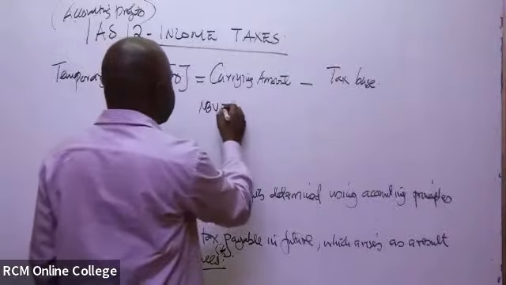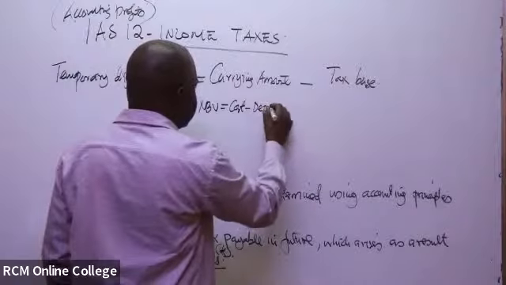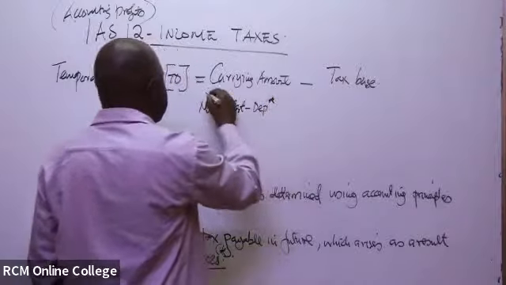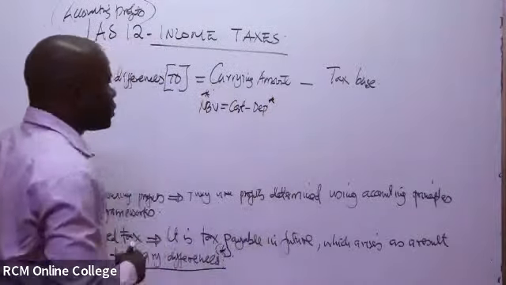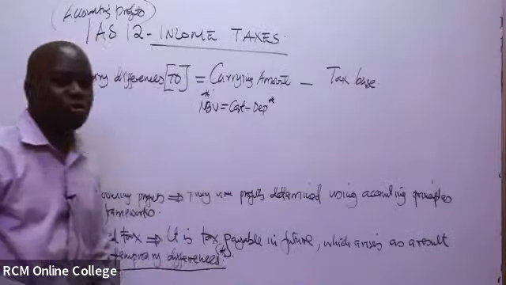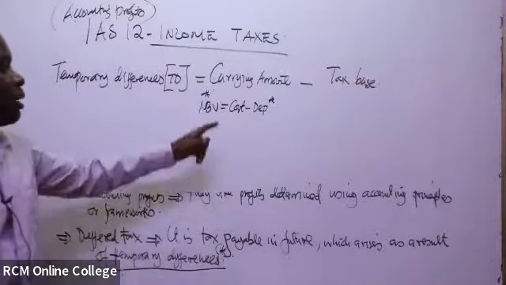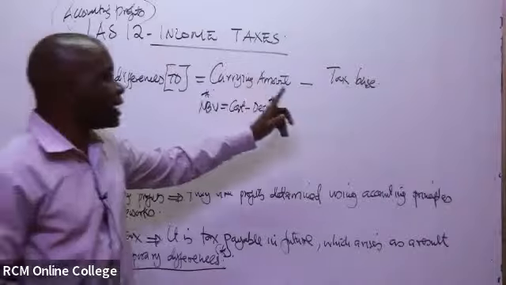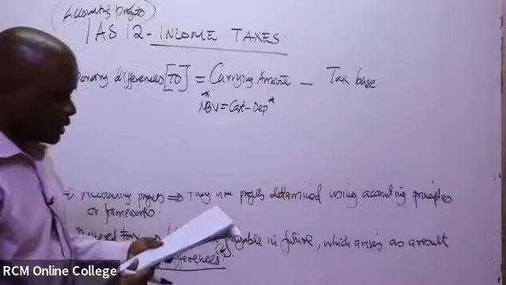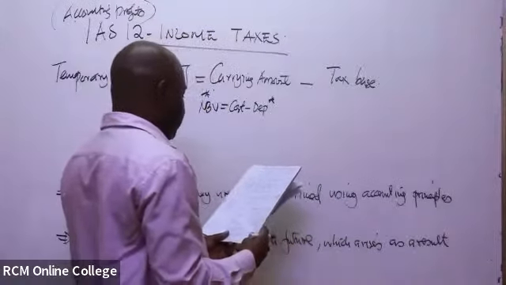So the NBV is just cost minus depreciation. This carrying amount is the one determined by the accountant. So that's how you normally determine the carrying amount. But now you have to minus the tax base. This tax base will likely be determined by the taxman.